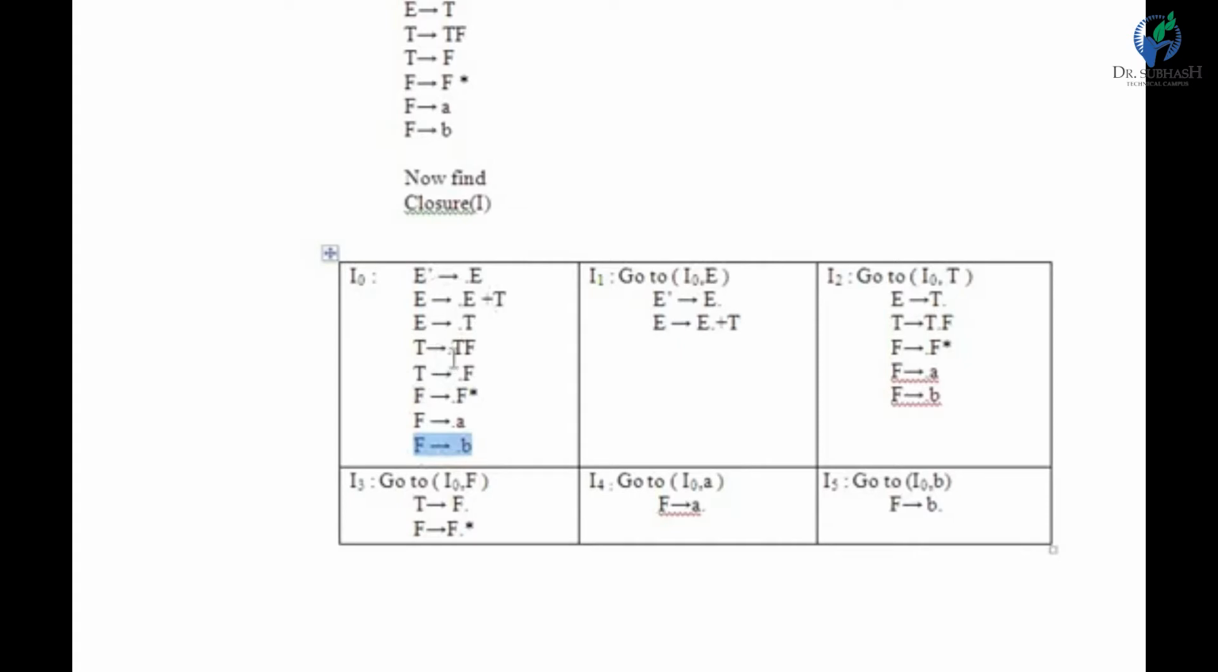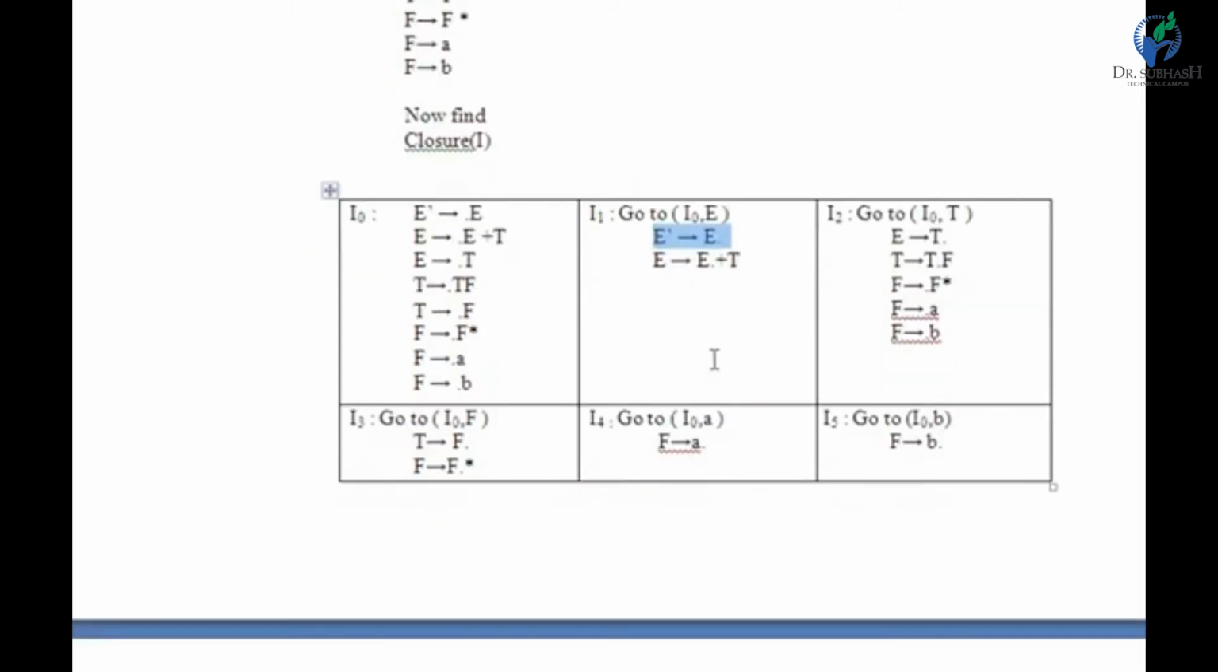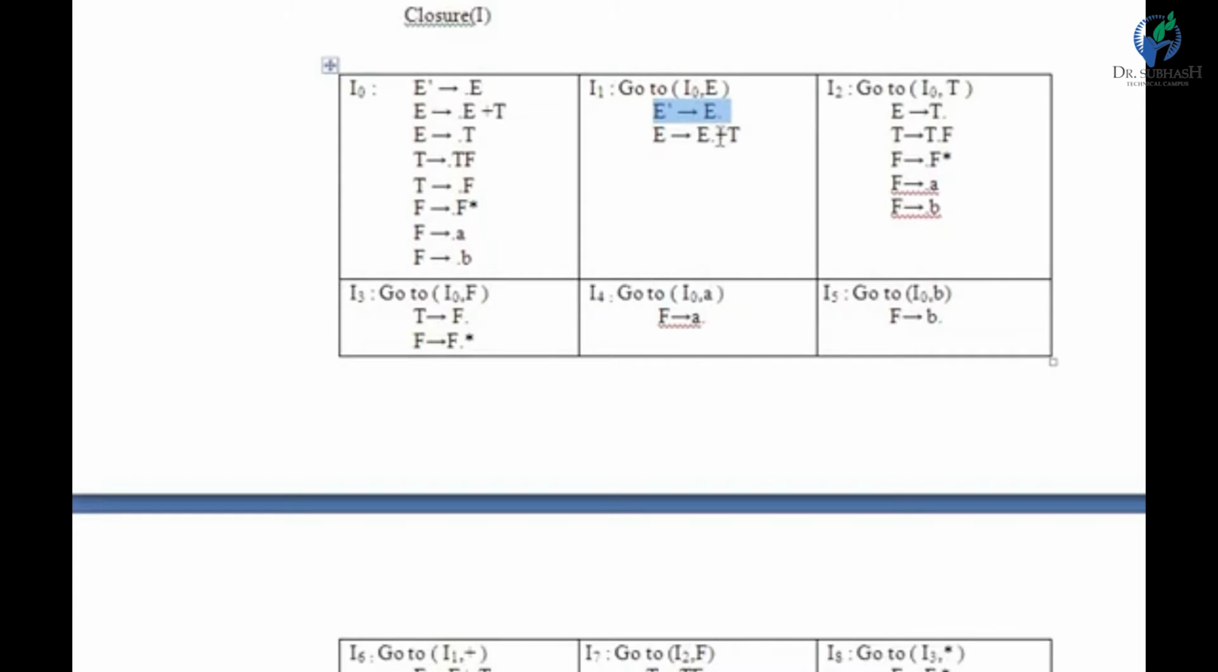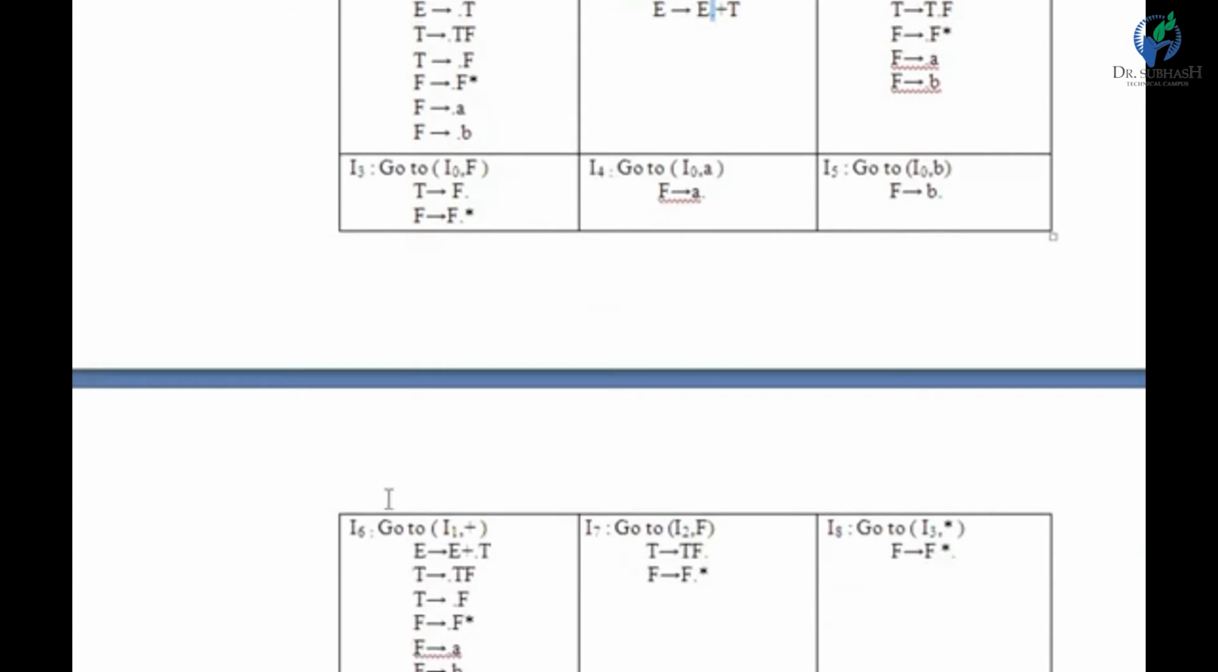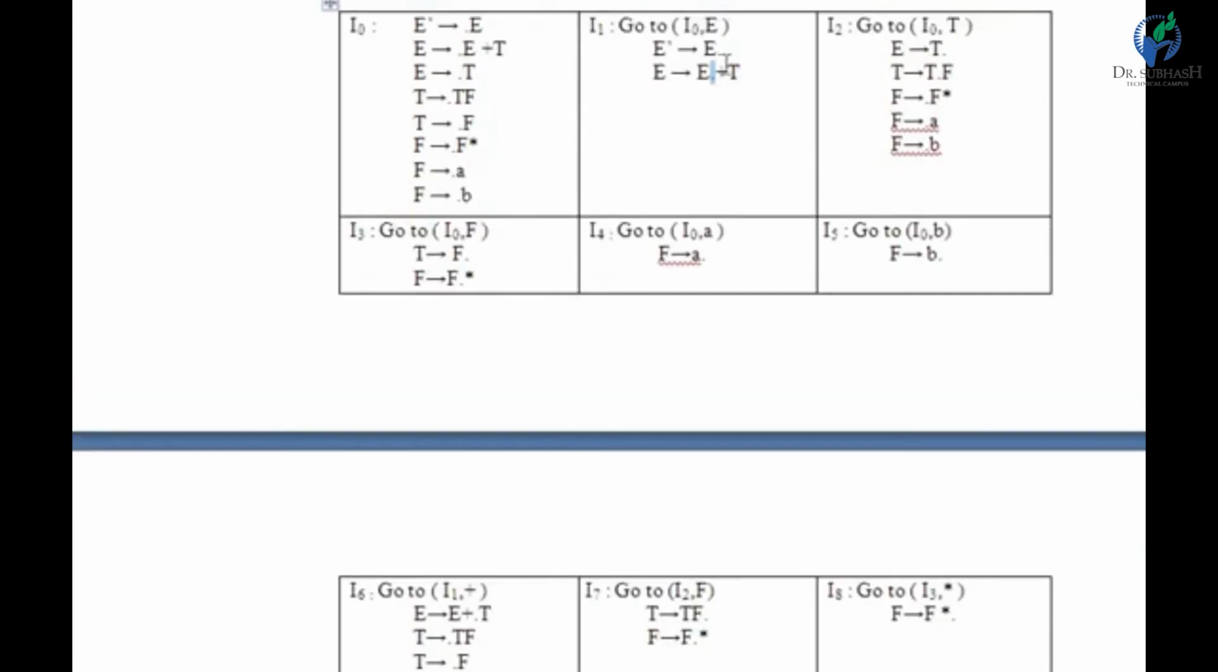Now the next state is I1. So go I1 to, this is a complete production, so that production is not considered. So next is I1 to plus, where the dot is moved after plus. So go I1 to plus. So your production will be E gives E plus dot T.